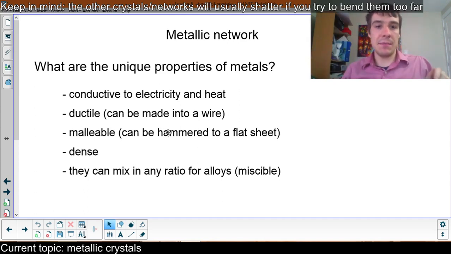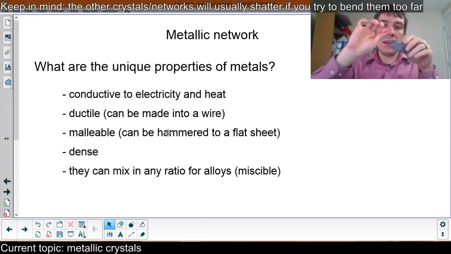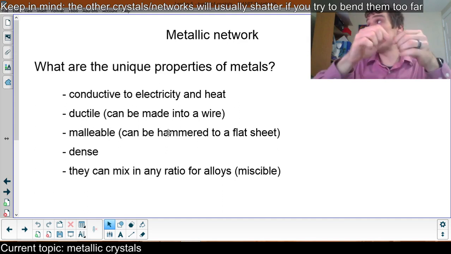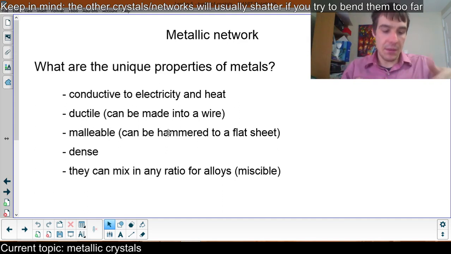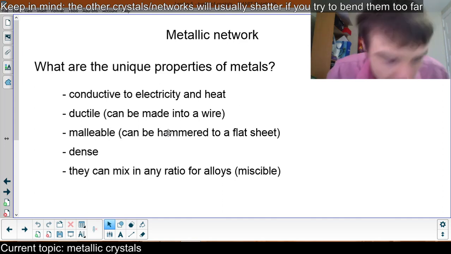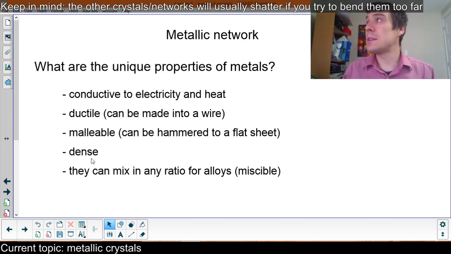They're malleable. They can be hammered into a flat sheet. They can be bent. They will accept a lot of punishment. They're also very dense compared to other solids. And they will mix in any ratio for different alloys.